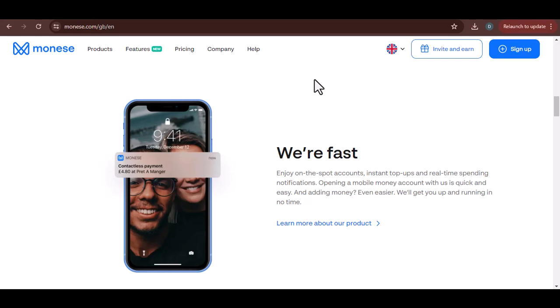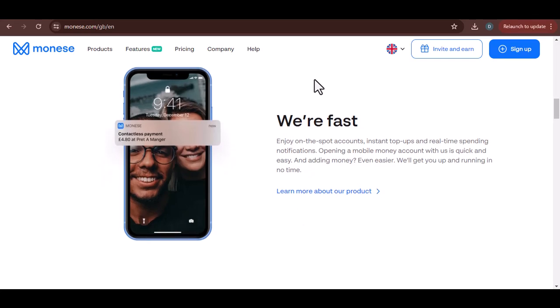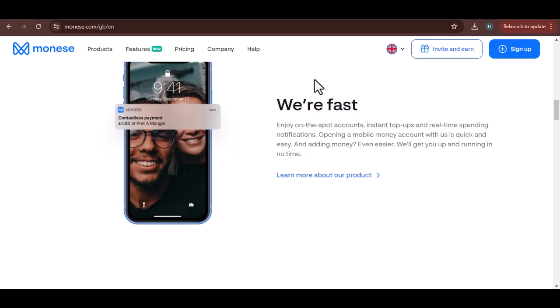Unveiling the Monese SWIFT code. Okay, let's cut to the chase. The Monese SWIFT code is NEBEB2XXX. That's for Monese USA. But hold your horses.